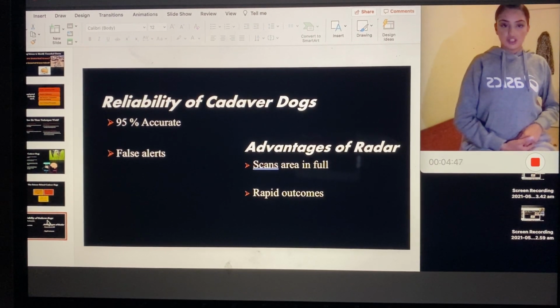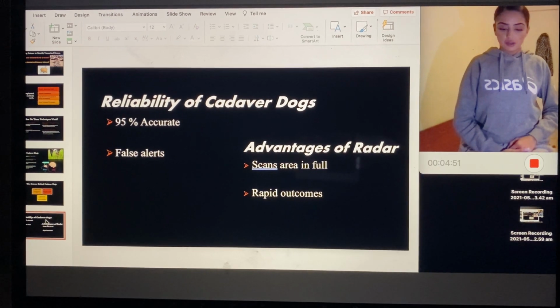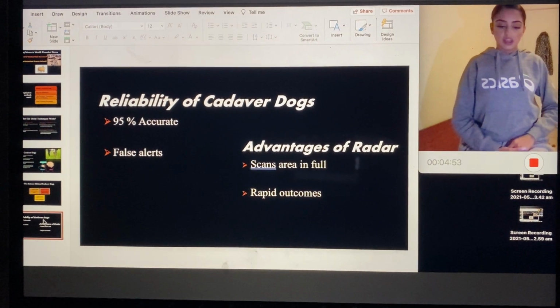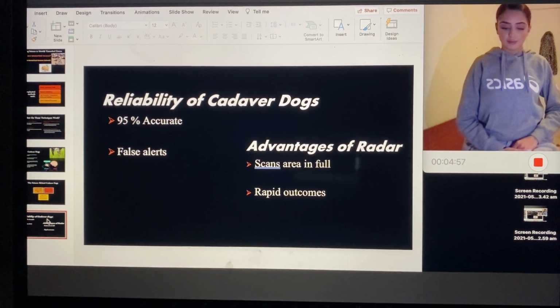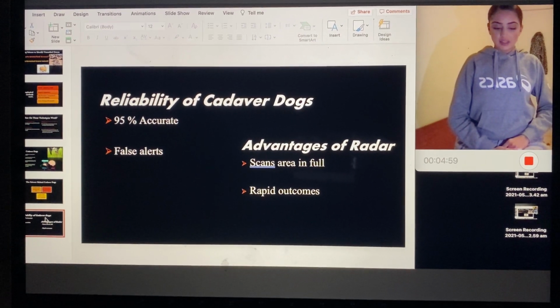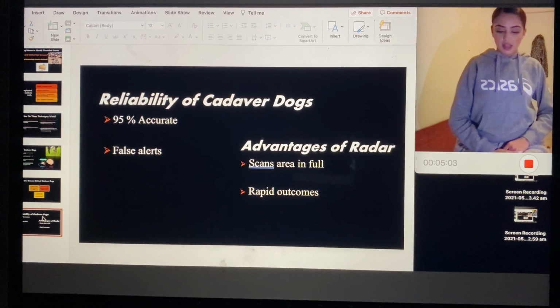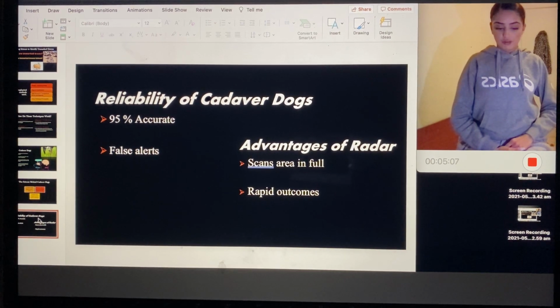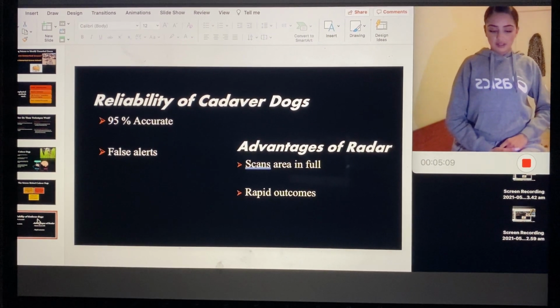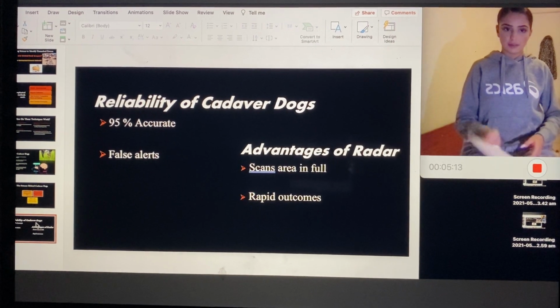Reliability and advantages. Ground penetrating radar is the most widely used geophysical method. In comparison, I'd like to discuss the advantages of this technique. Being a non-destructive mechanism, the GPR delivers rapid outcomes as it scrutinizes the burial area in full. Oftentimes it can differentiate the magnitude and structure of objects.